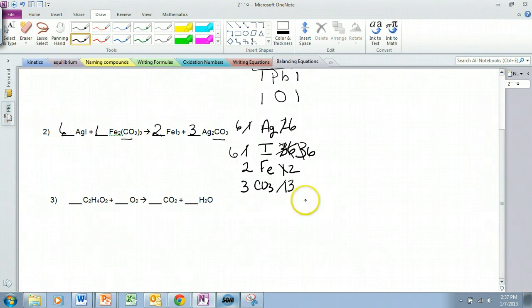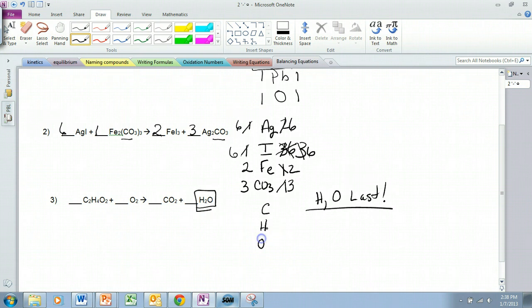Now, here's a big hint. Carbon, you're going to do hydrogen and oxygen last. Anytime you have hydrogen and oxygen, you probably want to do them last if water is present, because I have to balance them here. And so the first thing I'm going to want to do is balance carbon, then I will balance the rest.